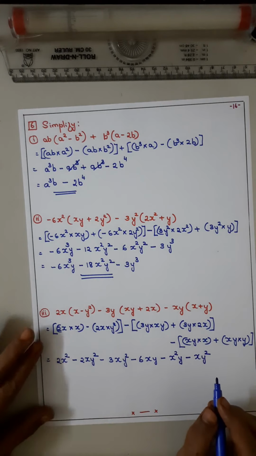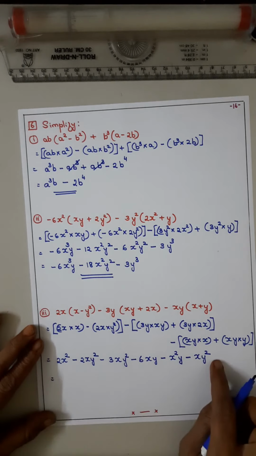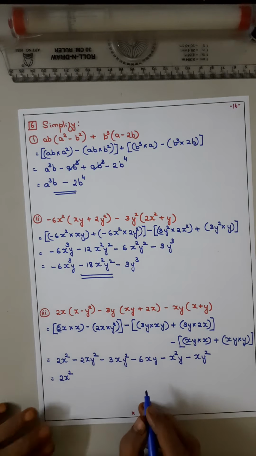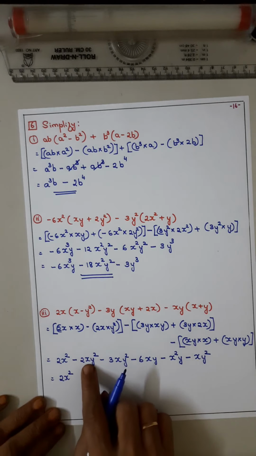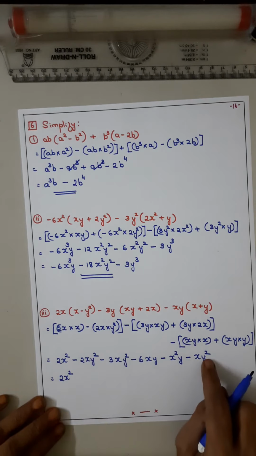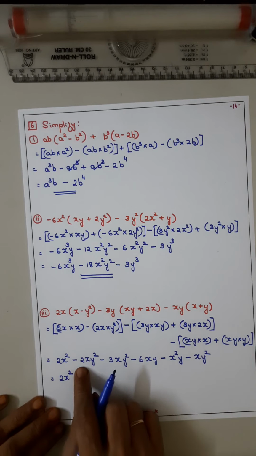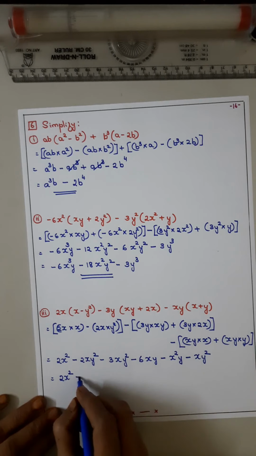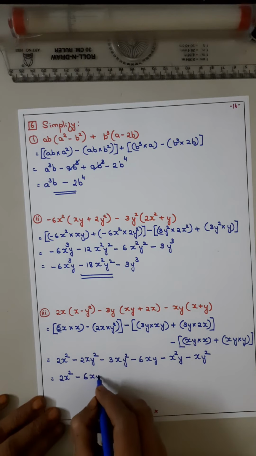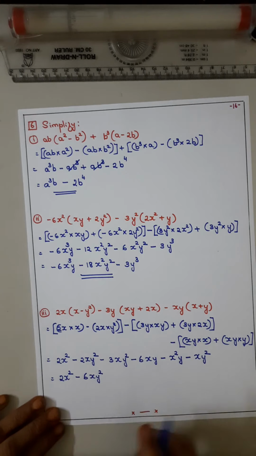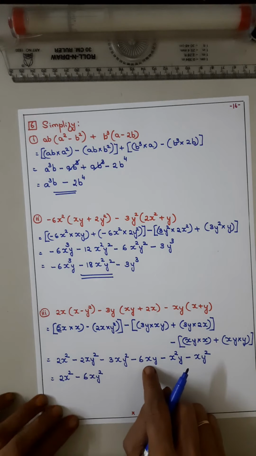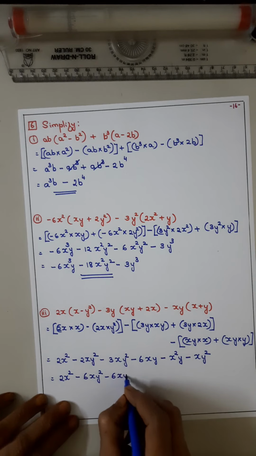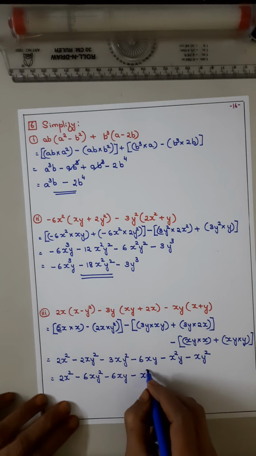Okay, now you see x squared, is there any? No, so write 2x squared as it is. Now xy squared, here it is there, here it is there, here it is there. So minus 2, minus 3, minus 5, minus 1. It becomes minus 6 xy squared. Now it is minus 6xy and then minus x squared y.